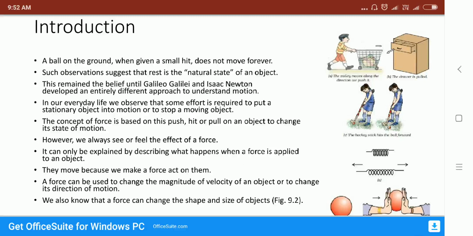Now, if a spring is there, while we are pulling it from both sides, then the shape of the spring will change. Or if we are pushing the balloon from both sides, again the shape of the balloon will change. So whether we push, pull or hit, in whichever particular direction, accordingly the force is experienced. And the velocity of the object can change if it moves further.